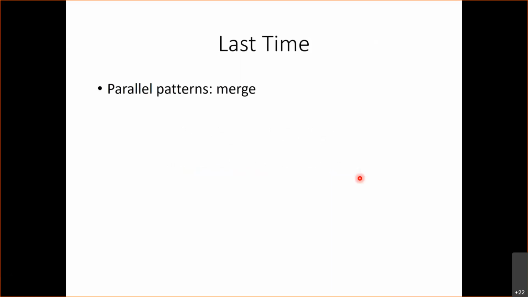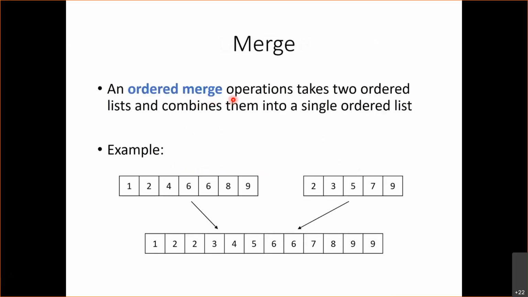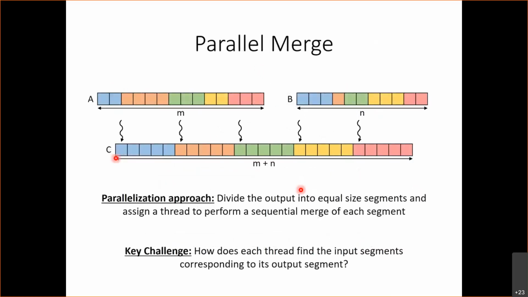Last time we spoke about one parallel pattern, which was merge, and we said that an ordered merge is an operation where we take two ordered lists and combine them into a single ordered list. And we said that in order for us to parallelize this operation, one way to do it is to divide the output list that we are about to generate into equal segments and give each thread one of these segments.